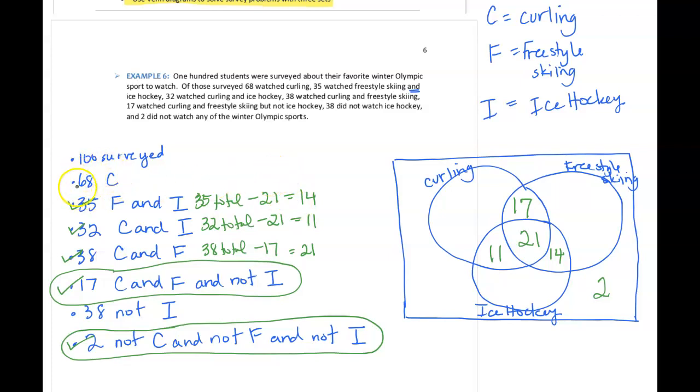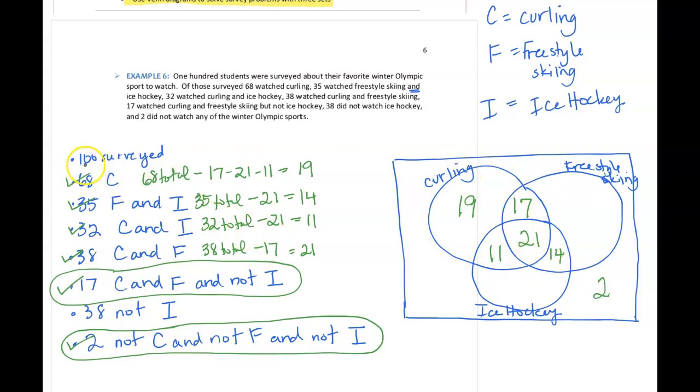We have 68 that like curling. Notice that inside the curling set there are 4 spaces, but 3 out of the 4 are filled in. So we should have enough information to now finish that last space. We're going to take the whole 68 total and subtract the people that are already counted. 17 and 21 and 11 were already counted. And in doing that, I end up with 19. And that completes the curling set.